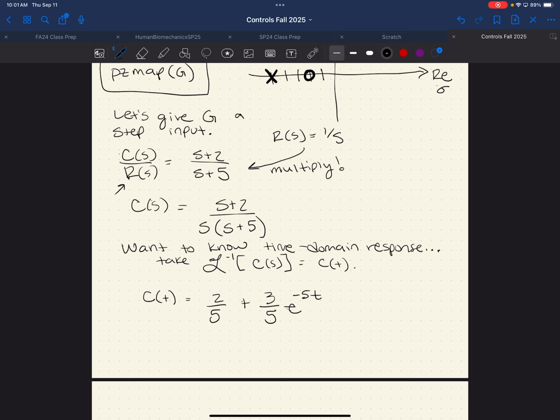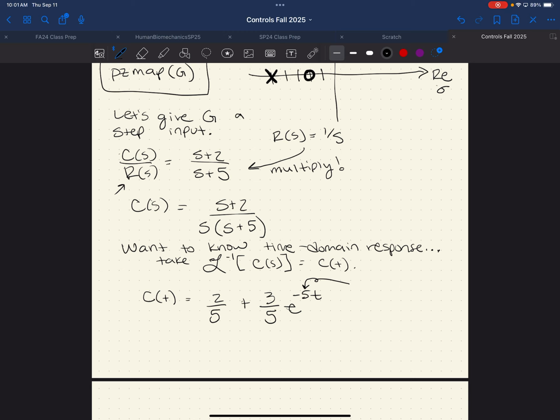Okay, interesting. Very interesting. Tell me about this 5. Where did this 5 come from? That was our pole, okay? So our pole set how quickly this exponential decay happens. So the pole sets the speed of that exponential decay.